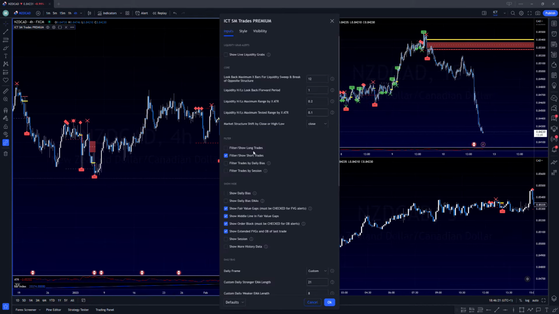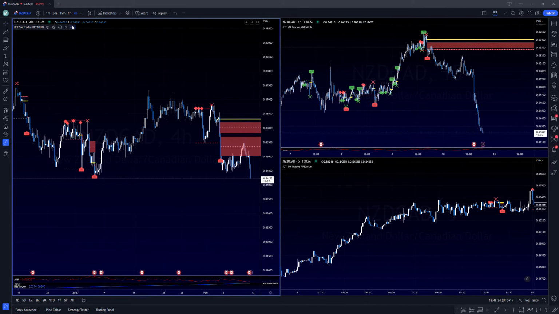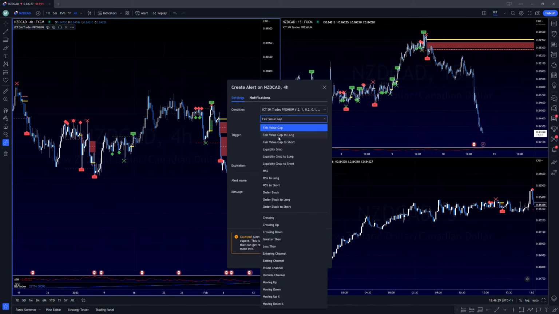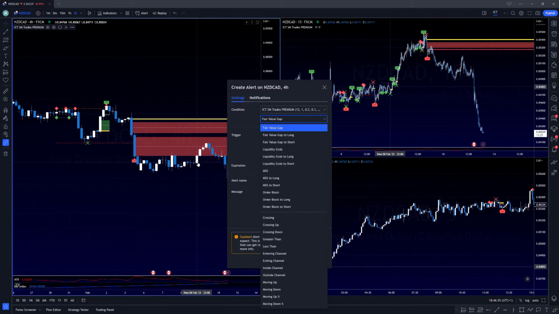So the first new feature is alerts, new types of alerts. If I click here at alert, as you can see, this is the fair value gap to long and fair value gap to short. So if the price is coming to the untested fair value gap, the alert will be triggered. Okay, so in this case, fair value gap to the short or fair value gap to long and short together will be triggered right here. Okay, and this fair value gap is tested by this price, so it will not trigger again.